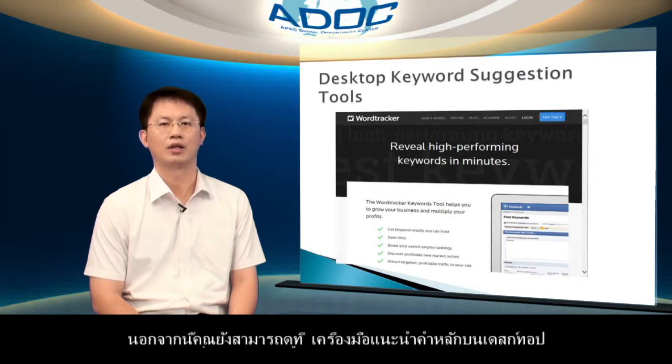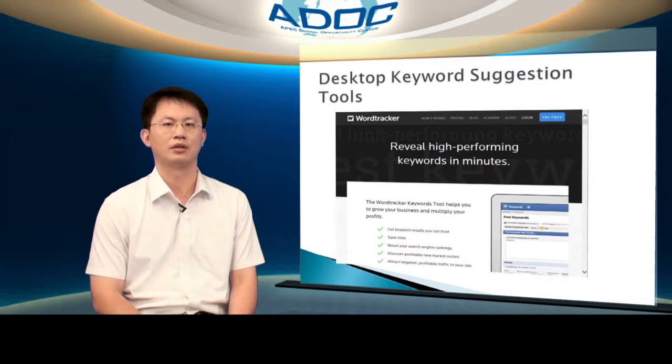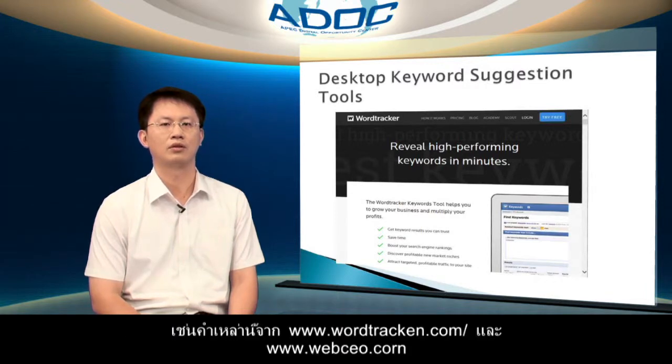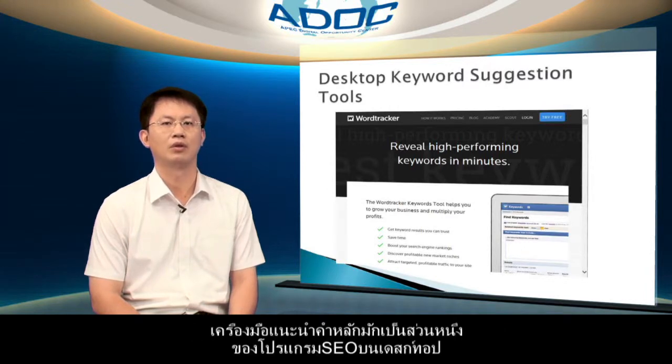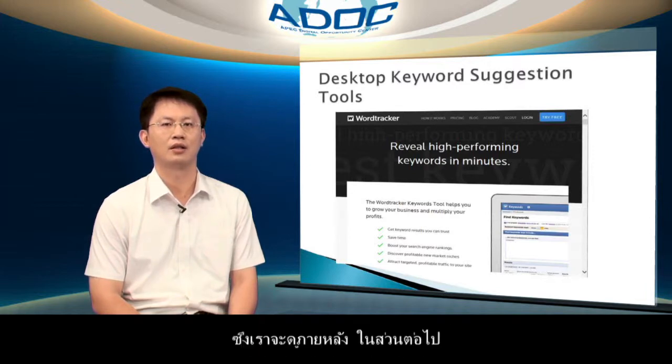And you can also take a look at the desktop keyword suggestion tools, such as those from www.wordtracker.com and www.webceo.com. Keyword suggestion tools are often part of the desktop SEO applications that we will look at later in the next sections.